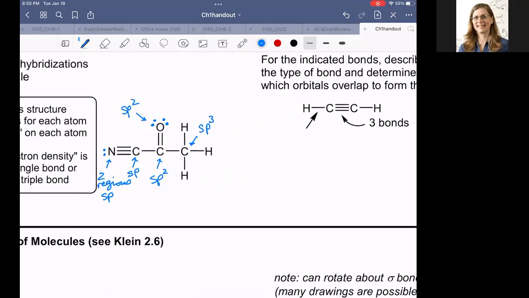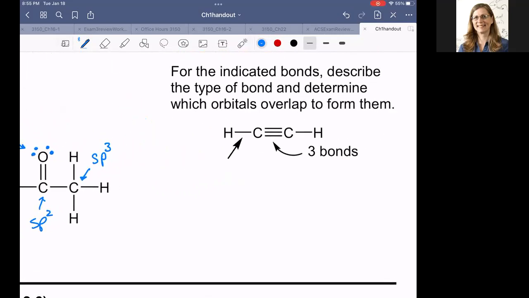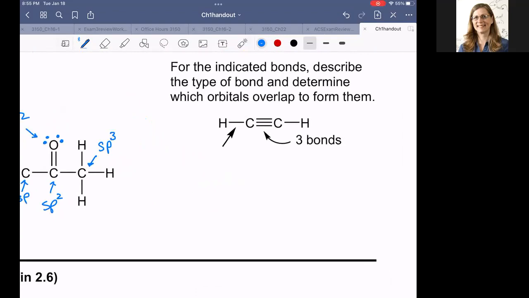Okay, one other thing that we can use hybridization to describe is that these hybrid orbitals are what's going to come together to form bonds. So for example, how do I make this CH bond, and what type of bond is it? So we have two questions here. What is the type of bond, and which orbitals overlap to form each of the indicated bonds? So the type of bond could be a sigma or a pi bond, right? All covalent bonds are described as sigma or pi bonds. The first bond connecting two atoms is always described as the sigma bond. So any single bond must be a sigma bond.